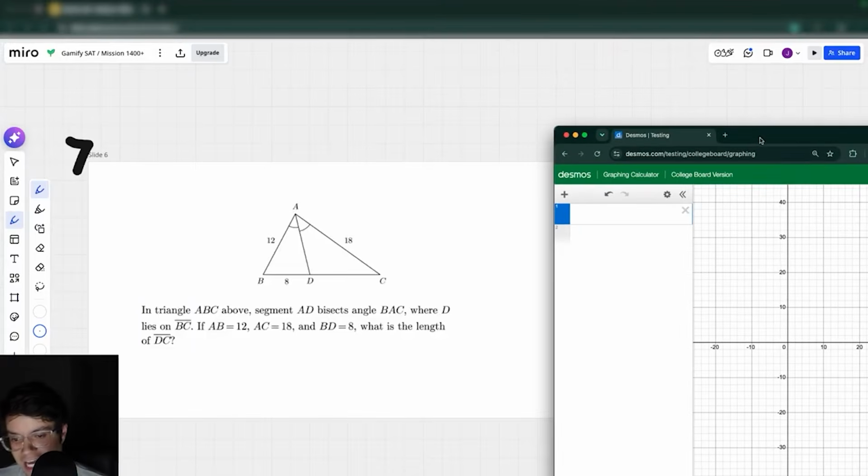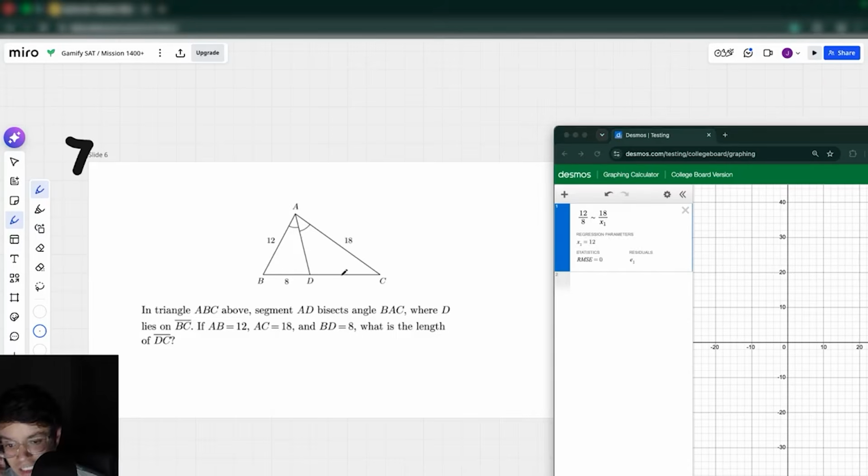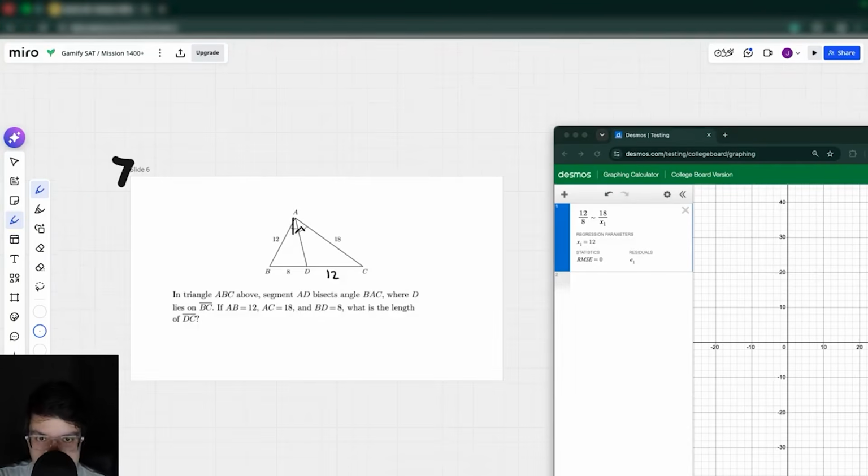Speaking of which, here's a problem like that. I'm just going to go ahead and solve this really easily. So 12 divided by 8 equals 18 divided by x. DC would be equal to 12. Yes, that is the answer. I'm just going to teach this as a rule, so you don't need to know really the reasoning behind this. Just know if there is a bisector, you can use this exact way to solve it.